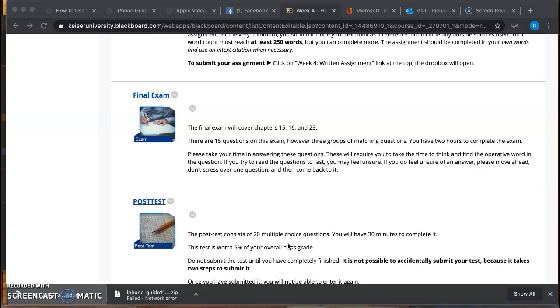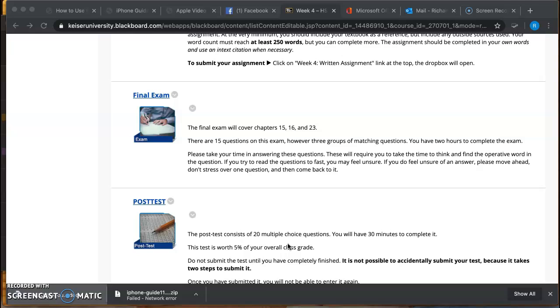You have your final exam, which covers chapters 15, 16, and 23, your weekly reading this week. Again, there are 15 questions. Within those 15 questions, there are 3 groups of matching questions. You have 2 hours to complete the exam. Make sure that you take time to answer the questions. If you don't know the answer, move on. Come back to that question that you're unsure of. Once you reach the 2 hours, it will automatically submit and grade the assignment.